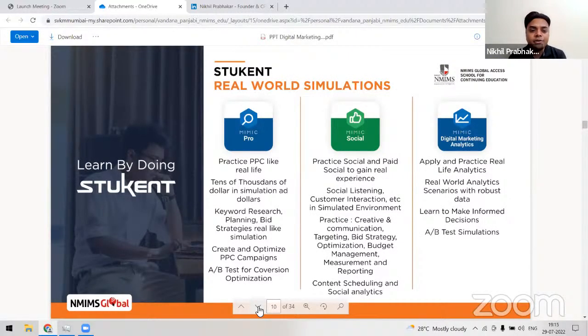Also, one good thing which I particularly find interesting, even when it comes to teaching or myself enjoying some of the digital marketing concepts, is that there are certain simulations which have been developed. We call them Stuken real world simulations. These are based on a company or a startup being in a particular situation, and then you enter as a marketing person. How would you work on various aspects? For example, paid search marketing in the domain of digital, or social media marketing, or how would you handle the analytics part? This is how we have divided these simulations.